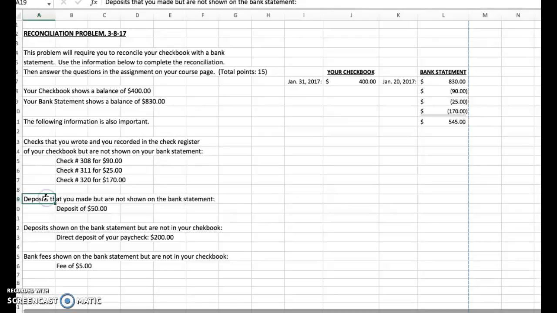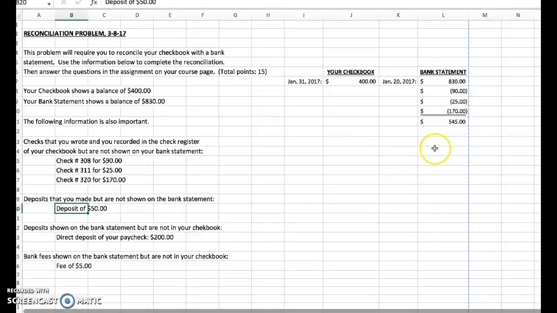Also, on the left side, and I'm going to get a little bit more involved than the video you watched previously. Okay, this will show that you made a deposit, but it's not shown on the bank statement. Why wouldn't the bank know that? You made the deposit. Well, again, the bank statement, if you go back up here, was constructed by the bank on January 20th. Maybe on January 25th, you made that deposit over here of $50.